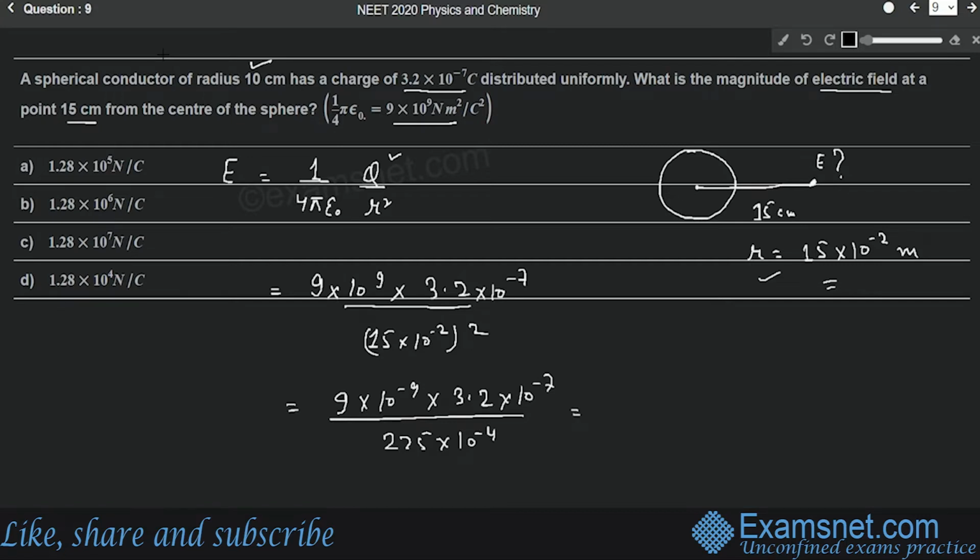Now on solving this, we'll get 0.128 into 10 to the power 6, and we can write it like this, 1.2 into 10 to the power 5. Okay, and the unit for electric field is Newton per coulomb because electric field is equal to force divided by charge. So out of the given options, option A will be the correct answer.